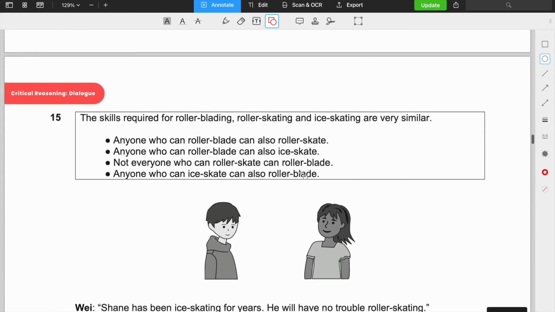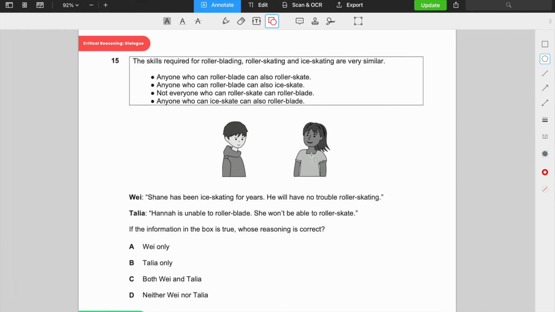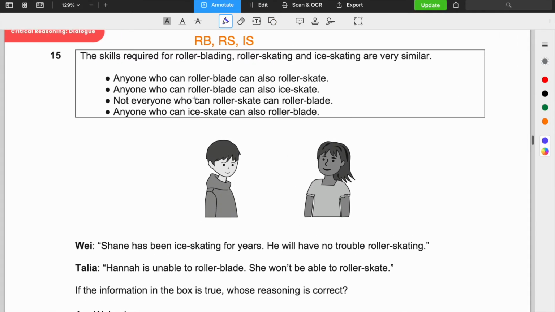All right, question 15. This is a question which I think you can draw a Venn diagram for. So we have 3 activities: rollerblading, roller skating, ice skating. I'm just going to use the abbreviations RB for rollerblading, RS for roller skating, and IS for ice skating. First of all, skim this quickly, and it says here that anyone who can rollerblade can ice skate, and anyone who can ice skate can rollerblade.